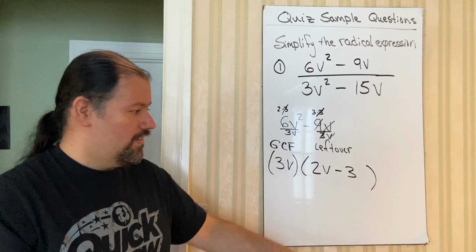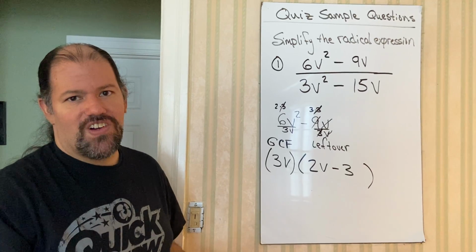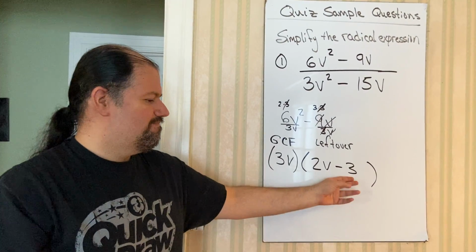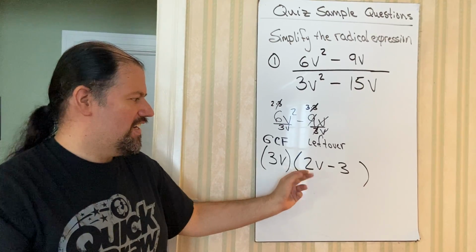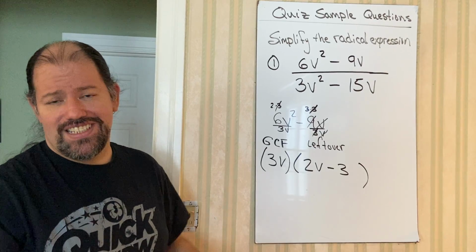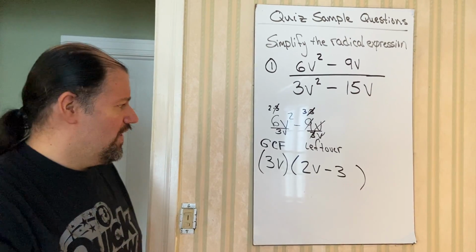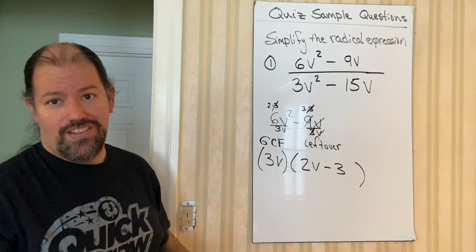You must have a minus sign, check. And you must have perfect squares. 3 is not a perfect square. If one of these is not a perfect square, then you can't have difference of squares, okay? So then this is considered factored on top.